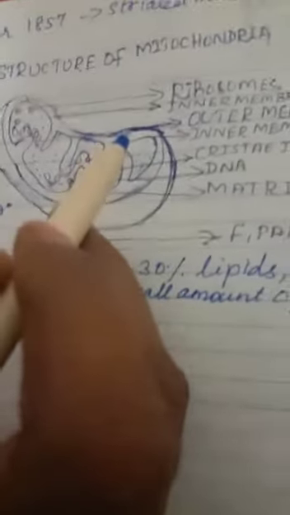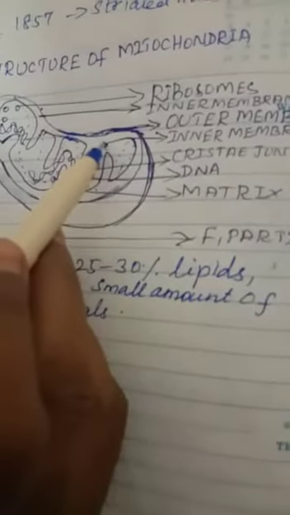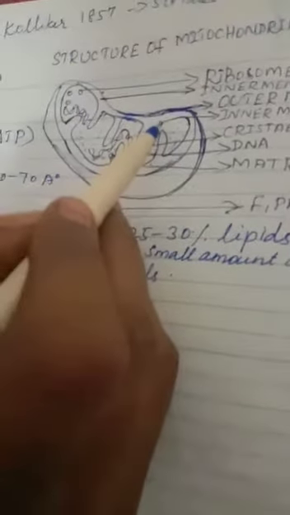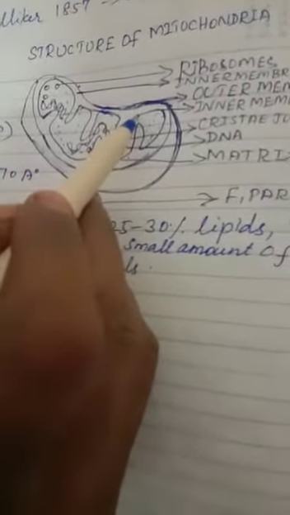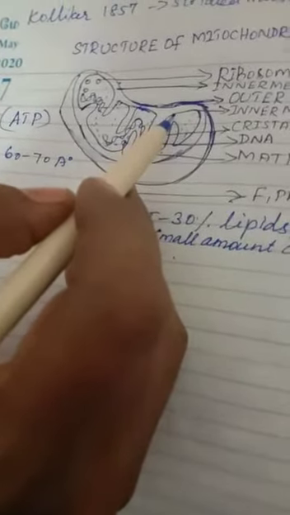Next, we see the inner membrane. This is the inner mitochondrial membrane. It is a semi-permeable membrane. Semi-permeable means only particular molecules are allowed inside.